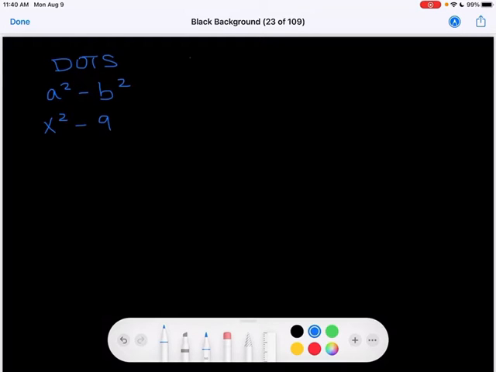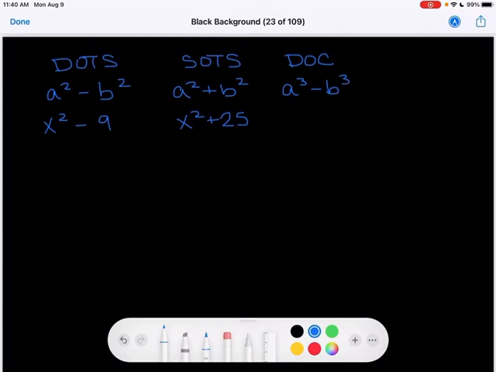You could also get a sum of two squares, which looks almost exactly the same, but they're being added. So something like x squared plus 25. There's also a difference of cubes, which looks like a perfect cube minus a perfect cube, so something like y cubed minus 8. Or a sum of cubes, which is the same thing as the difference, but you're adding, so something like m cubed plus 27. So these are the four main special products.